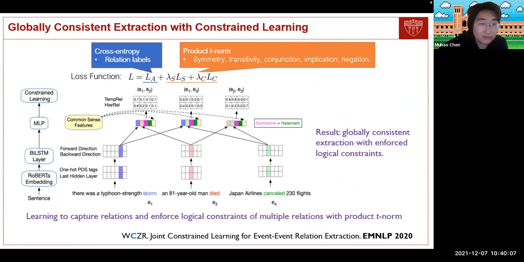In addition, how do we ensure that when you have a structural knowledge acquisition system, it is able to give you globally consistent extraction, so that you don't have multiple relations on the edges that are contradicting with each other?